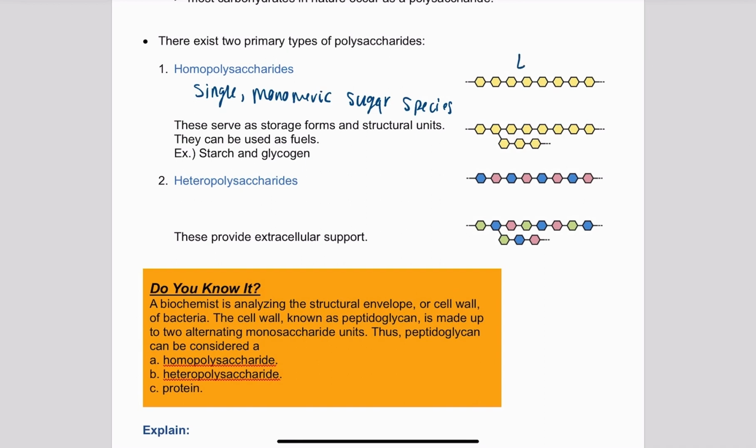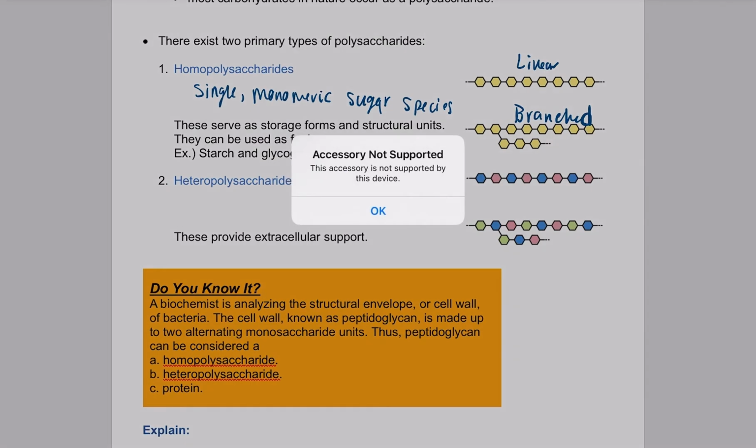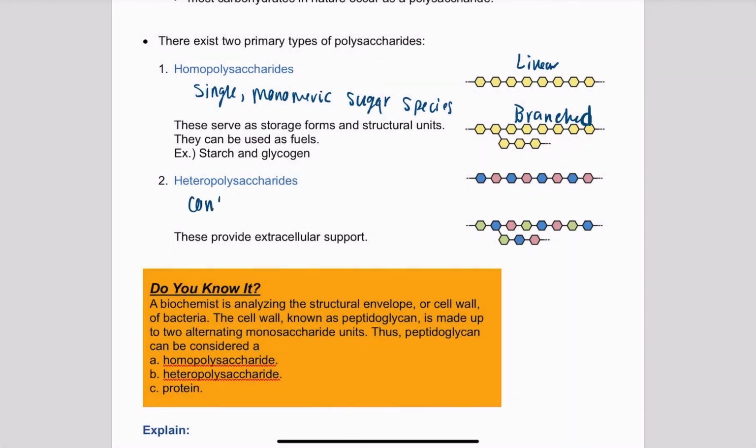This is just a linear example right here, and this one is branched, as you can tell. Okay, and there are also heteropolysaccharides, which contain two or more kinds of monomers. Okay, these provide extracellular support, and like the homo, we see that these are linear and these are branched.